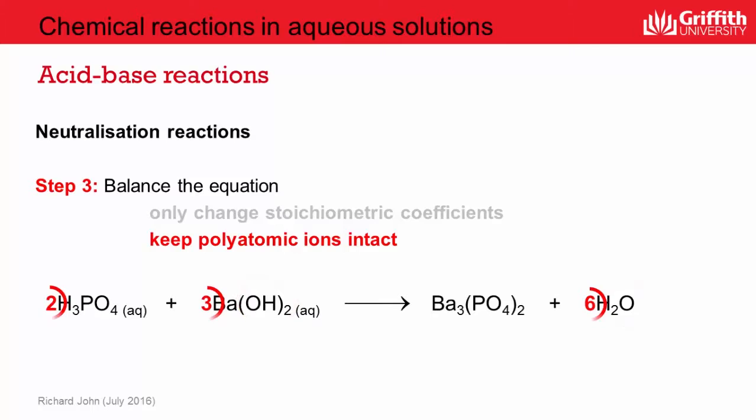We've had lots of practice with that, and if we put a 2 in front of the phosphoric acid, a 3 in front of the barium hydroxide, and a 6 in front of the water, we'll see that we've now got a balanced chemical equation, same number of atoms on both sides of the equation.